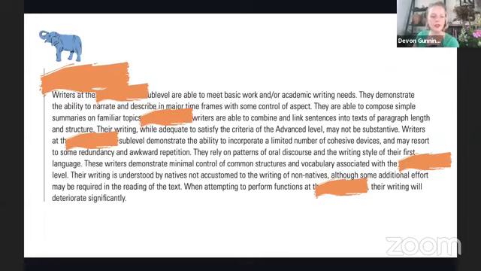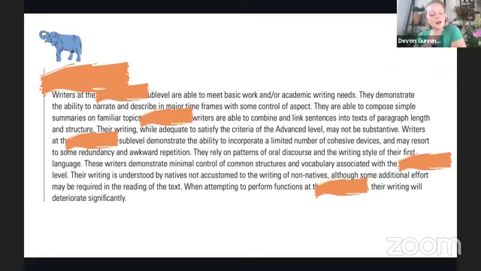Blank writers, and that's the level here, are able to combine and link sentences into text of paragraph length and structure. Their writing, while adequate to satisfy the criteria of the advanced level, may not be substantive. Writers at the blank sub-level demonstrate the ability to incorporate a limited number of cohesive devices and may resort to some redundancy and awkward repetition. They rely on patterns of oral discourse and the writing style of their first language. These writers demonstrate minimal control of common structures and vocabulary associated with the blankety blank level.